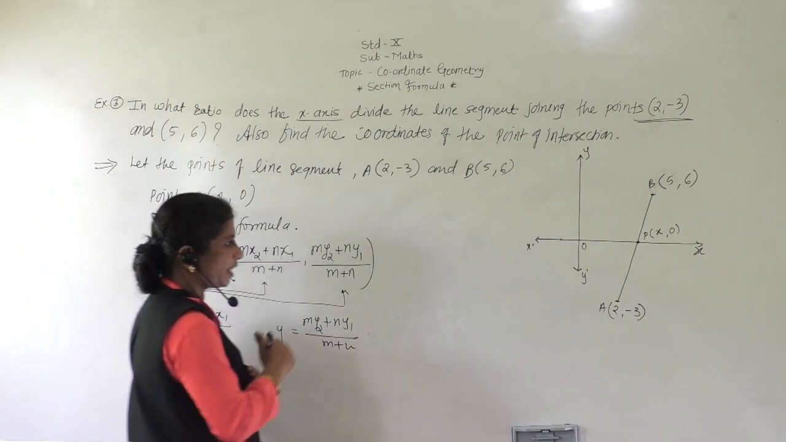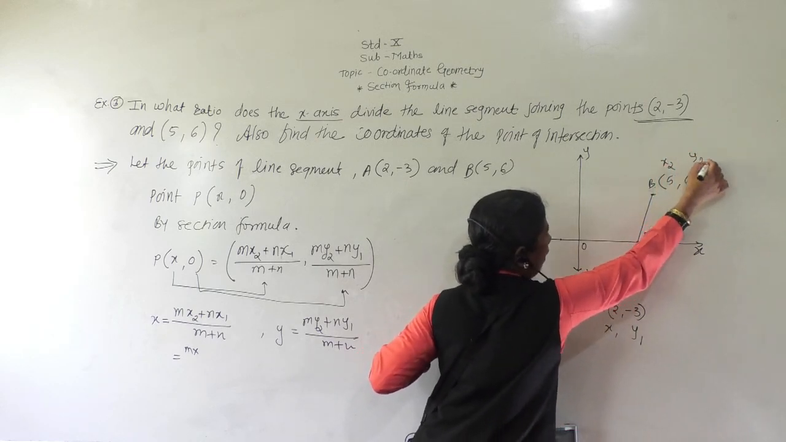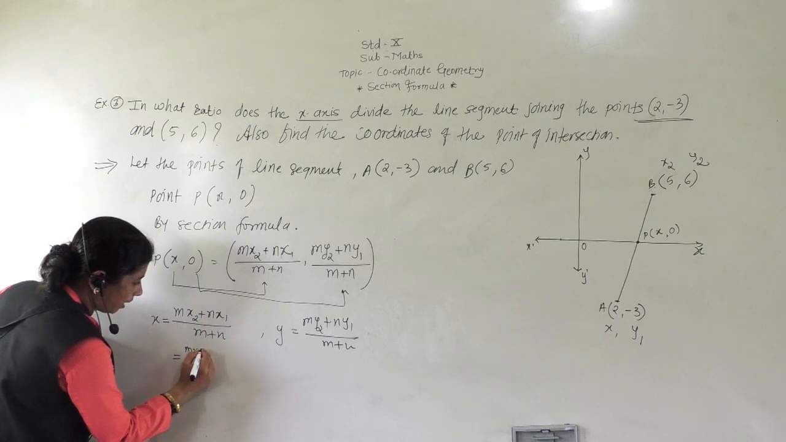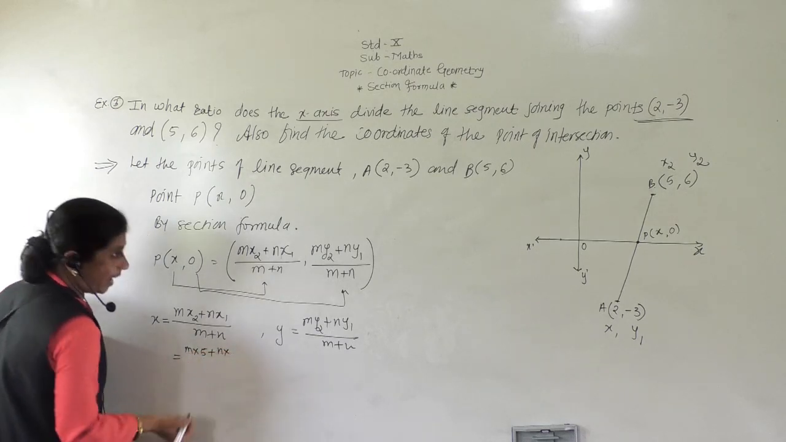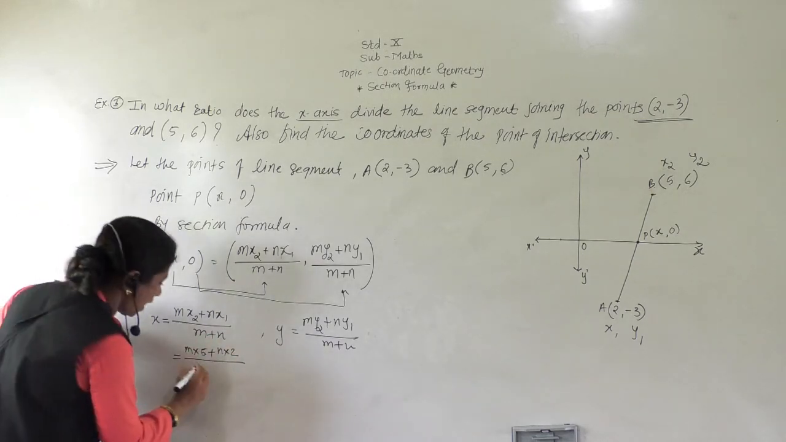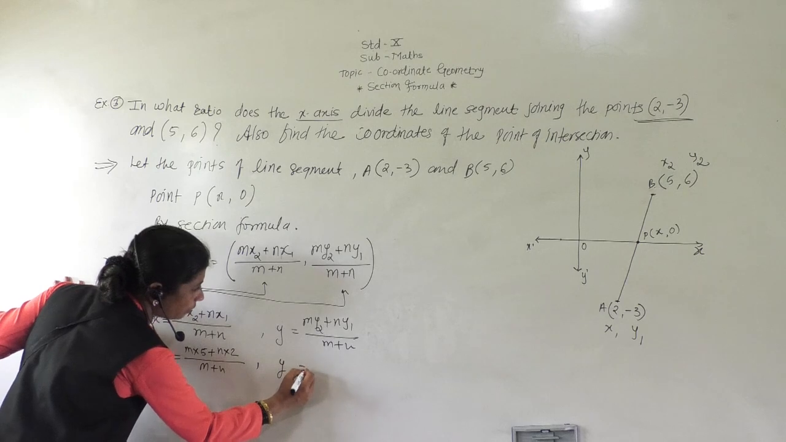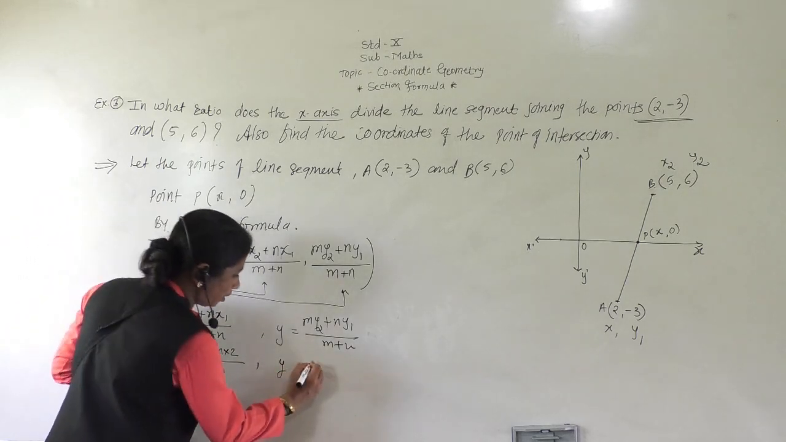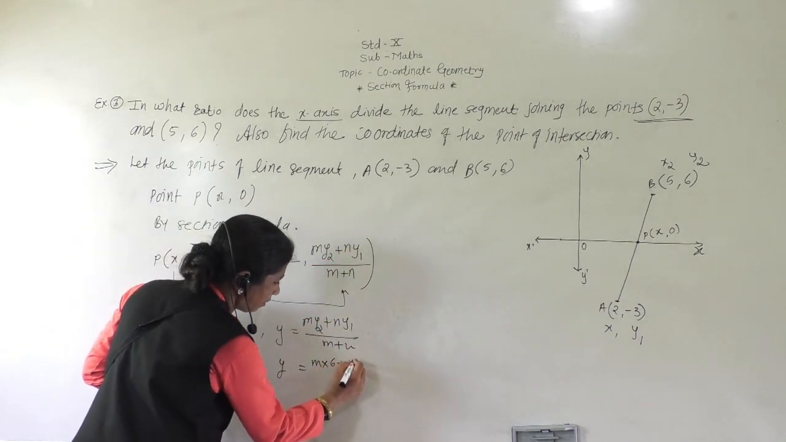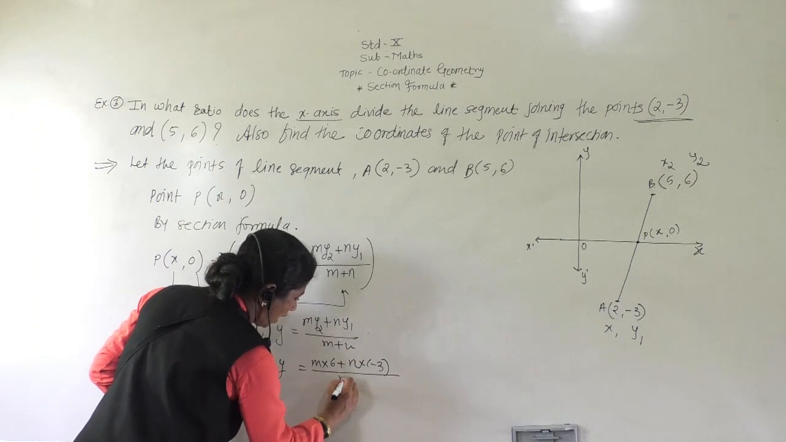Now what about the x1, y1 and x2, y2, correct? So, x2 is what? 5, right? So, m multiplied by 5 plus n multiplied by x1 is your 2 upon m plus n, which is not given, so we write m plus n, correct? And here y equals to m y2, what is m? m is m only, right? y2 is what? Your 6 plus n y1, y1 is minus 3 upon m plus n.